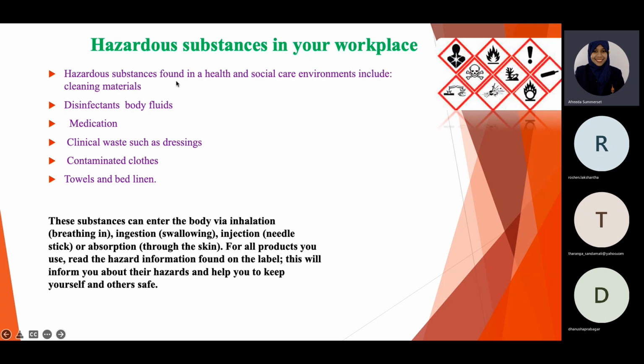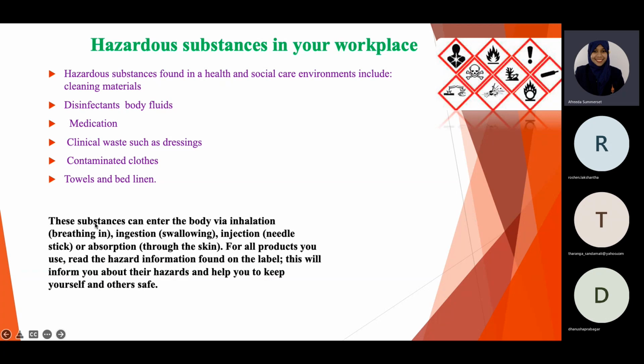So can you tell me, these body fluids or medication or all these, what hazard do they come under? Is it chemical or biological? Chemical. Yes, very good. So you can see we can always identify any kind of hazard as chemical, biological or environmental, right? So that is very, very important. Okay, right.